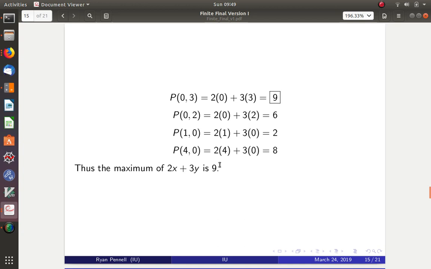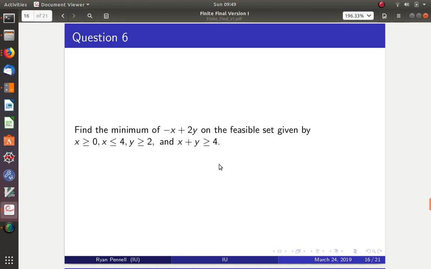Okay, hopefully that helps. The next question is very similar. We're given the function negative x plus 2y, and we want to find the minimum of that function due to these boundary conditions. So the boundary conditions are x is greater than or equal to 0, x is less than or equal to 4, y is greater than or equal to 2, and the line x plus y must be greater than or equal to 4.